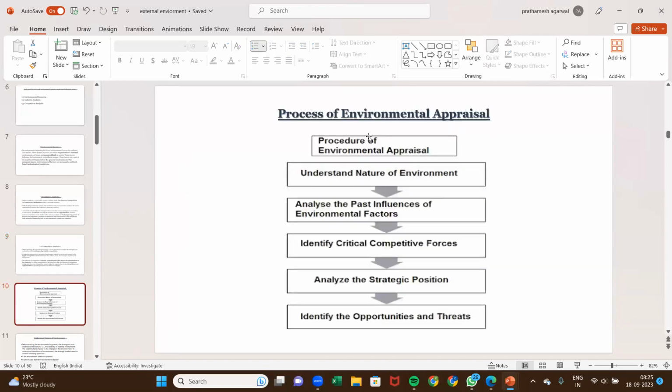See here how it happens. We have the procedure of environmental appraisal. First of all, try to understand the nature of the environment. We are talking about the external environment, macro environment. Then we analyze the past influences of the environmental factors. What had happened in the past? If such a situation had come, how did the company survive? Or what offensive and defensive strategies did the company make? Then identify critical competitive forces. This is related to our competitors. Then analyze the strategic position and identify the opportunities and threats.